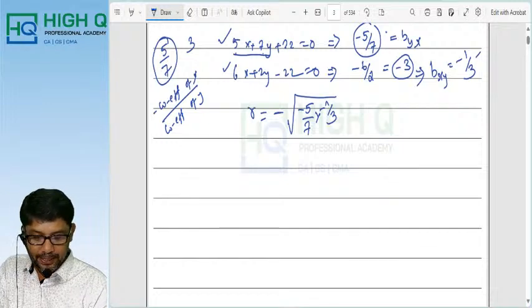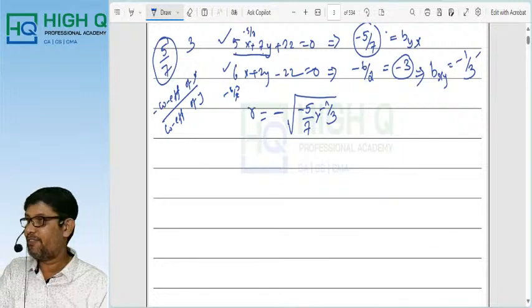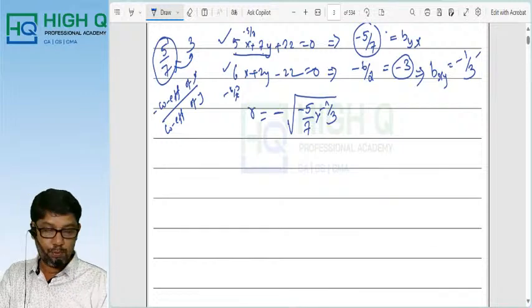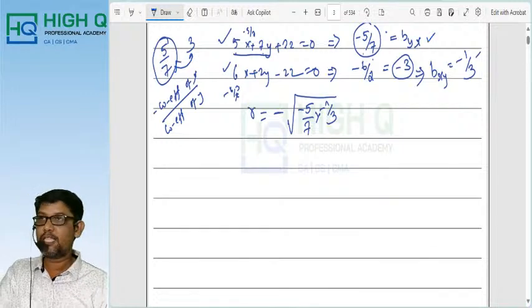So we'll be getting what? This is minus 5 by 7. This is minus 6 by 2. This is the way we find slope. Next we will be equating only the magnitudes. So smaller is 5 by 7. Therefore this is my bYX.